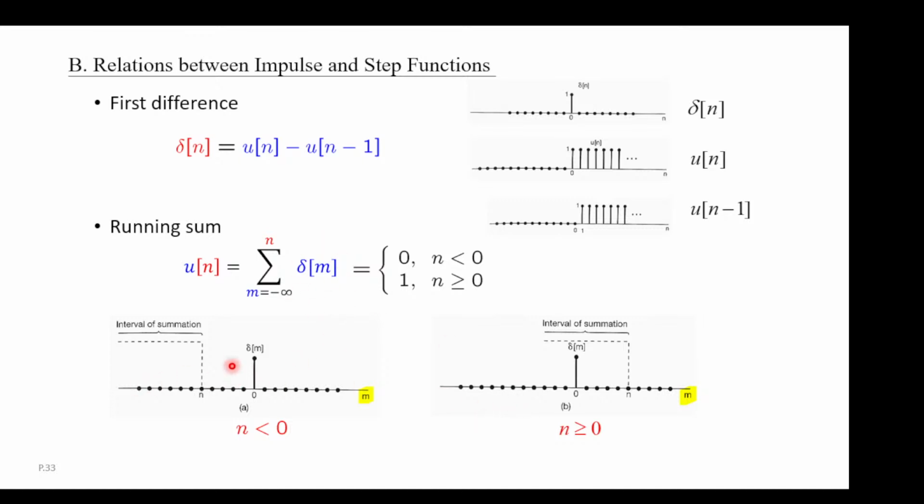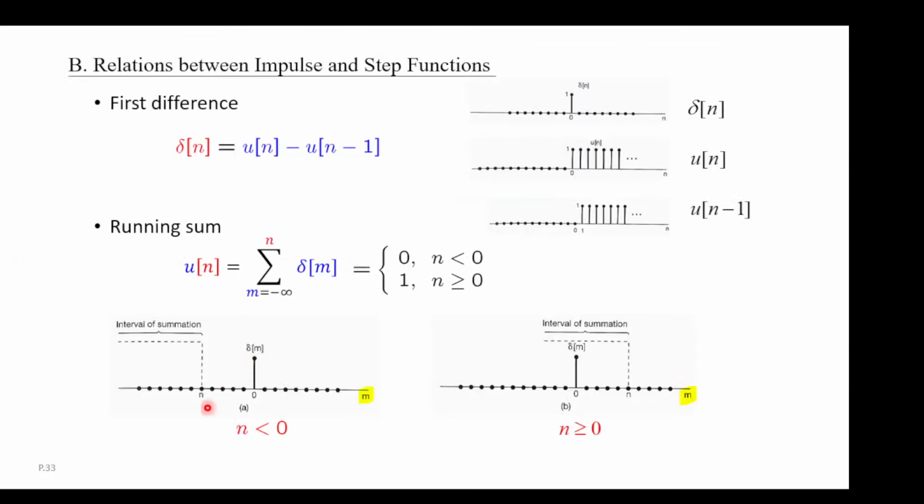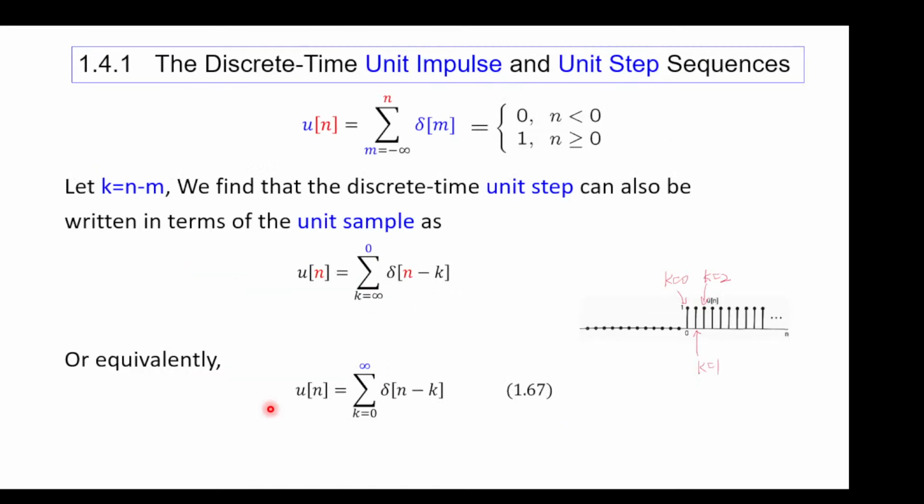But this doesn't quite look like summing over a shifted signal, so we have another picture. The first picture is the running summation, then we have a second picture. In the second picture, we start with this running summation here, and we do a change of variable.